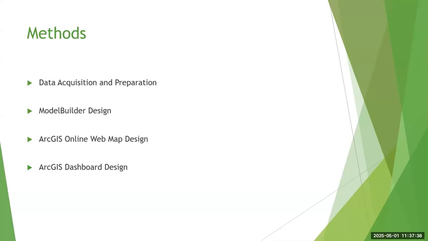For our methods here, we're going to prepare the data to be ingested into the project. We're going to use ArcGIS Pro's ModelBuilder to create a model that runs every 6 hours to update the precipitation data. Then we're going to publish that resulting layer to ArcGIS Online, create a web map, and then use that web map in a dashboard.